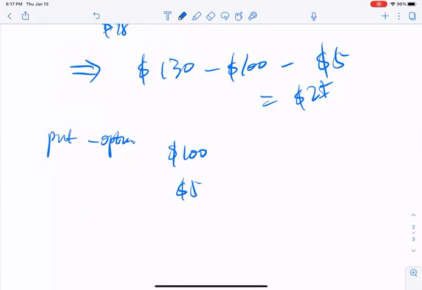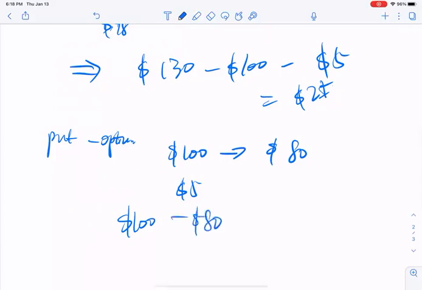And say in the future, before the option is expired, or before the contract is expired, quote unquote contract, the stock decreased to $80. And right now, you have to exercise your contract, and you sell it at $100, right? How much do you earn in this case? $100 minus $80, so you earn $20, minus the contract fee you paid, which is $5, right?